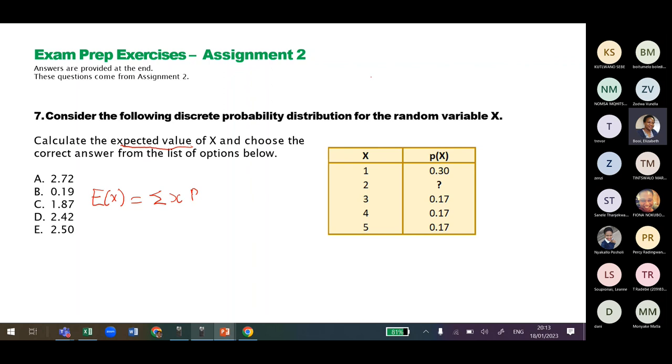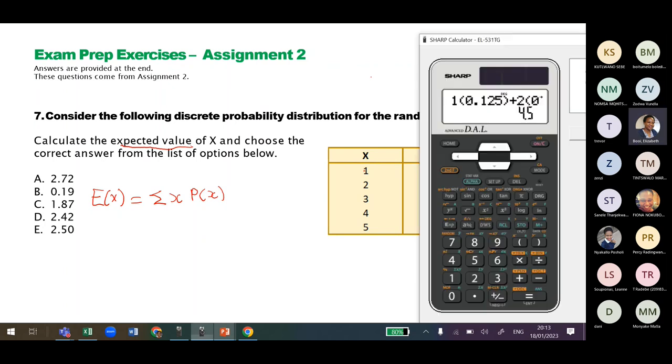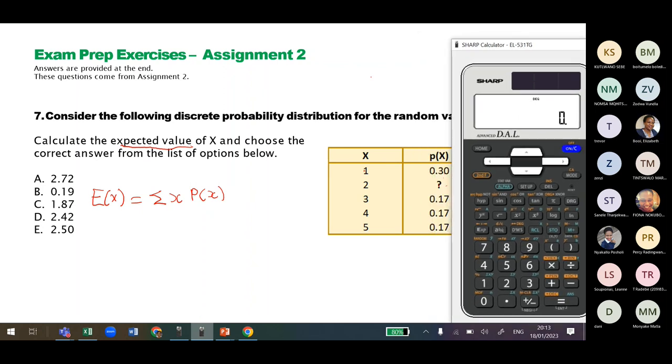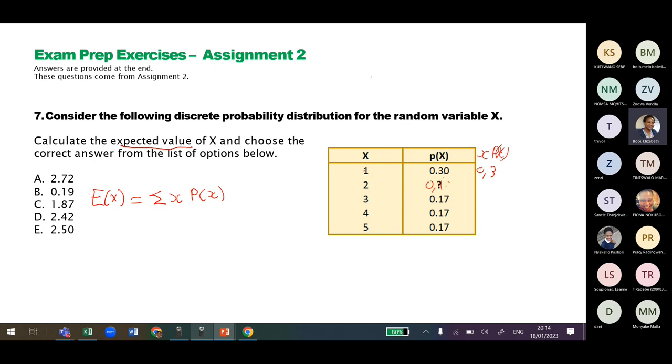The expected value is the sum of X observation times corresponding probabilities. You can just say 1 multiplied by 0.3, that will be X times P(X), which is 0.3. But we have a question mark. The question mark is the sum of all these values subtracted from 1. So 1 minus, in brackets, 0.3 plus 0.17 plus 0.17 plus 0.17, close bracket, equals 0.19. And that is the answer here, 0.19.